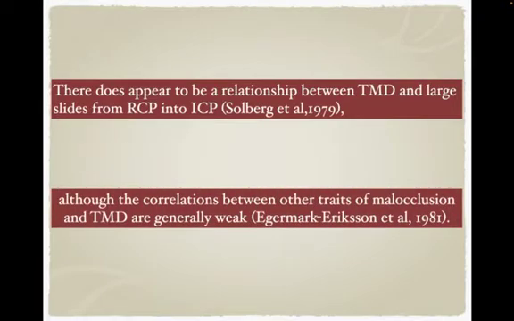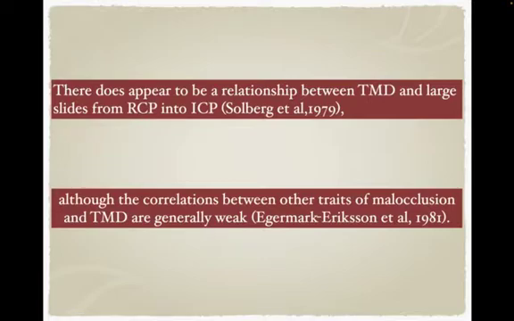Although the correlation between other traits of malocclusion and TMD is generally weak. So, for example, we would expect a patient with anterior open bite or crowding to have more TMD. No, there is nothing. The association is weak. The strongest one, which is still very weak, is the difference between the RCP and ICP. While crowding and increased overjet have not been linked to TMD.